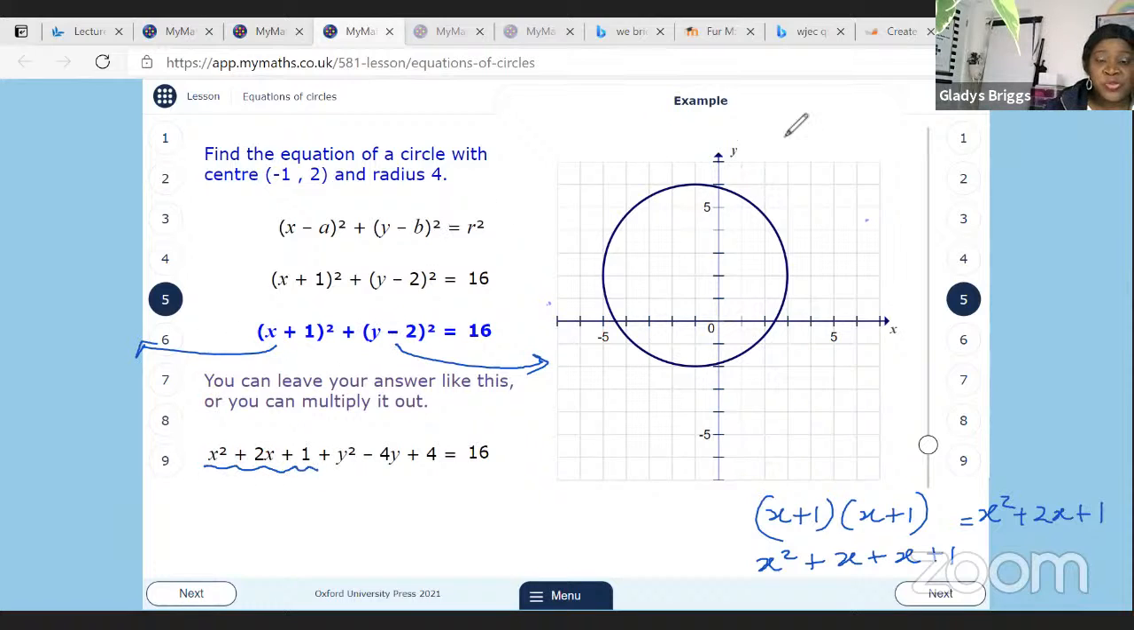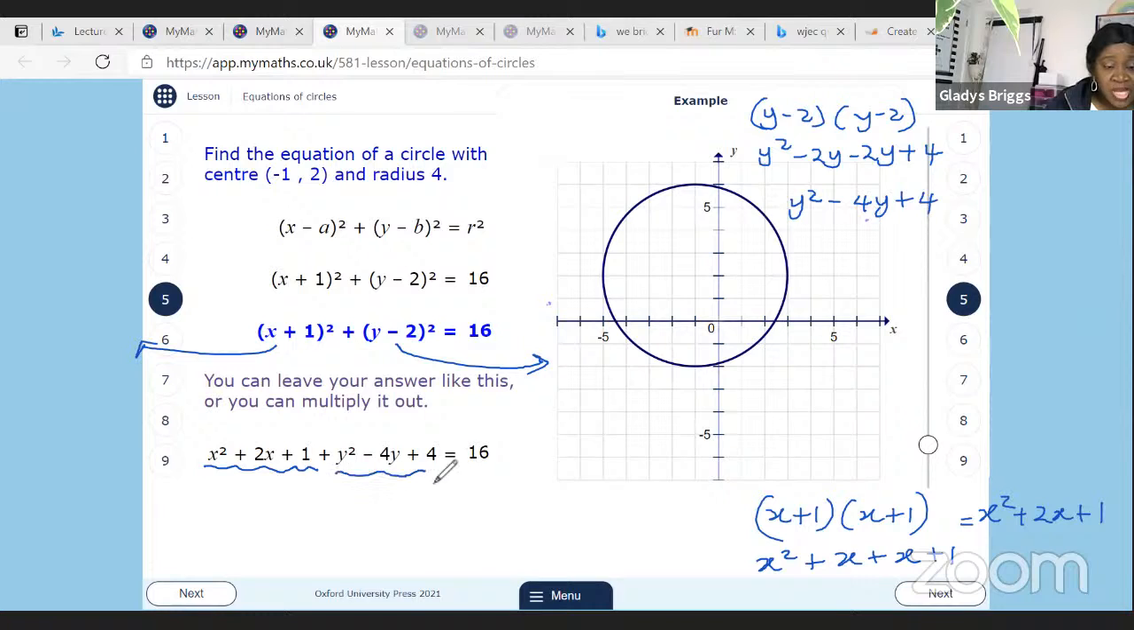And y minus 2 times y minus 2 is going to give you y squared minus 2y minus 2y plus 4. And that is y squared minus 4y plus 4, yeah? So that's what you have here. And r is 4, so r squared is 16.